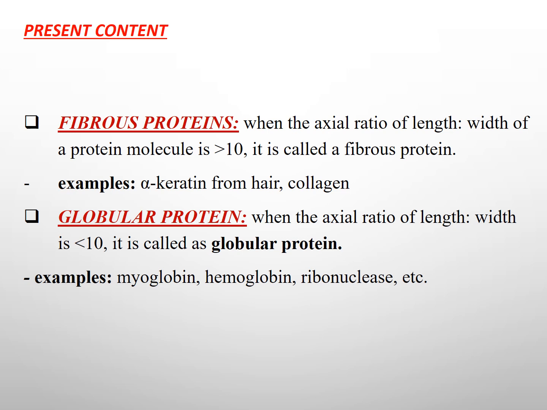We have classified proteins into fibrous and globular on the basis of structural organization. When the axial ratio of length to width of a protein molecule is more than 10, it is known as a fibrous protein. In turn, globular proteins are those proteins where the axial ratio of length to width is less than 10. Examples of globular proteins are myoglobin, hemoglobin, and ribonuclease, which is an enzyme present inside our body.